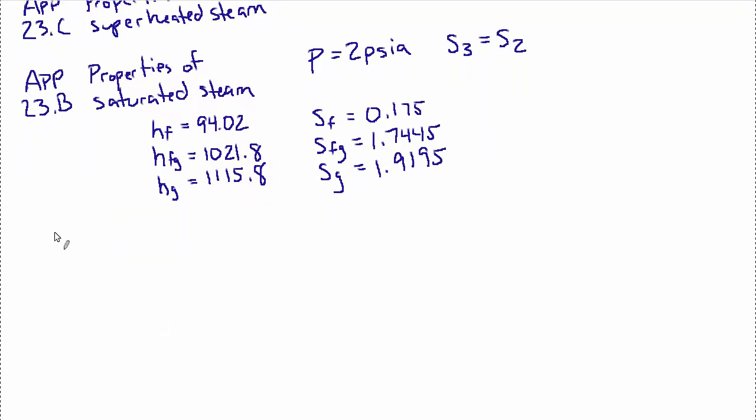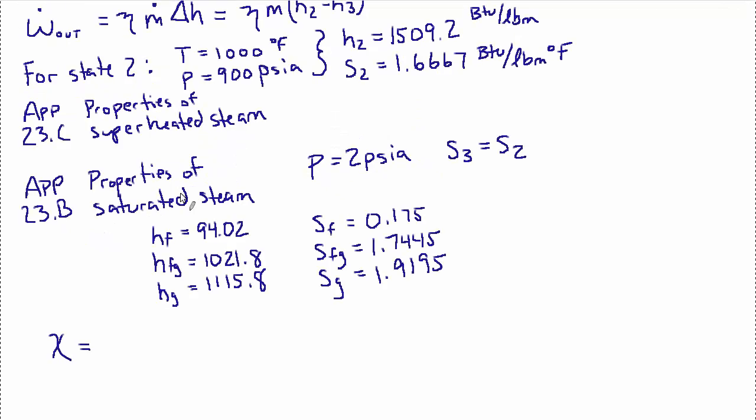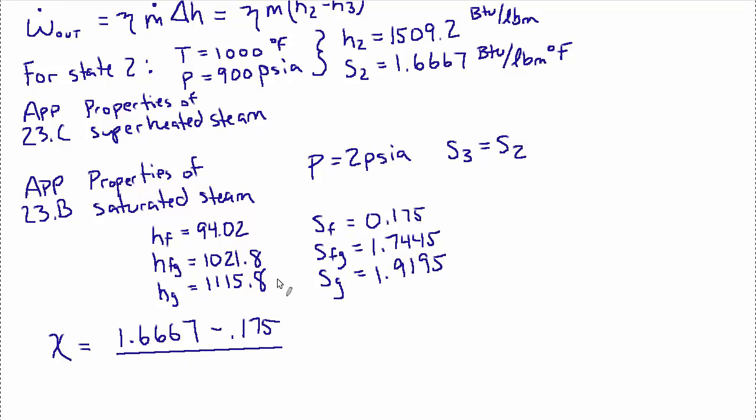So to find the quality, we can set up the equation. We want the difference between what the entropy actually is, 1.6667, and the bottom end of the range, the lower number, 0.175. And we'll divide that by the difference between the two, which is the distance between the lower and upper end, 1.7445. Sometimes folks will write SG minus SF, but just realize that SFG is that difference, so you can just use that as the denominator when you're finding the quality. And this equals 0.8551. So that's the quality of the mixture.